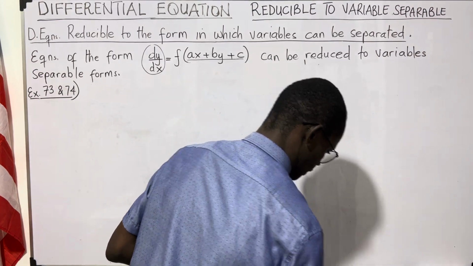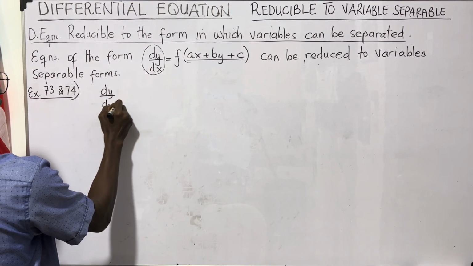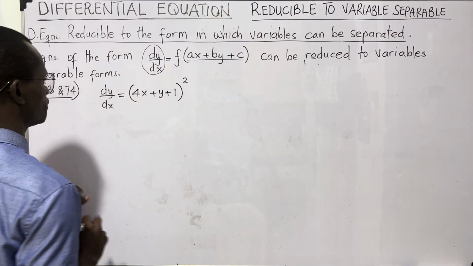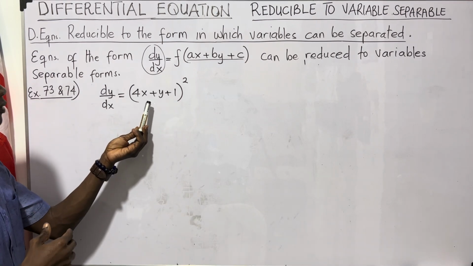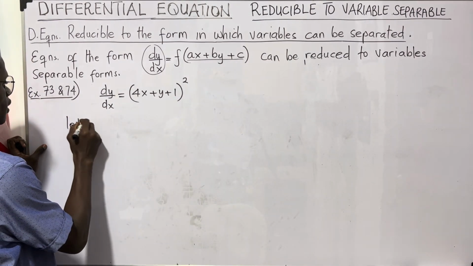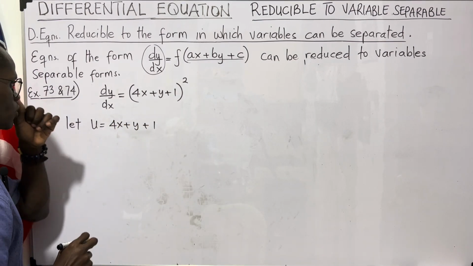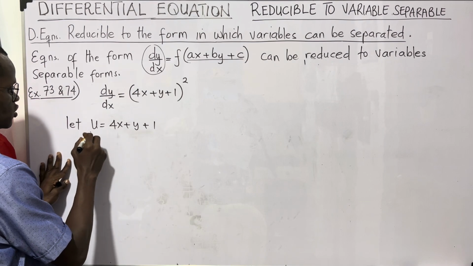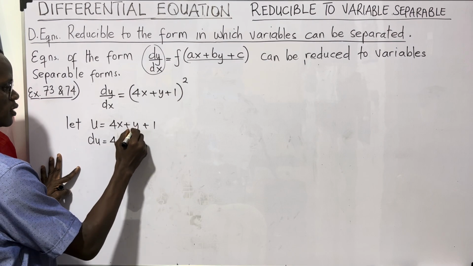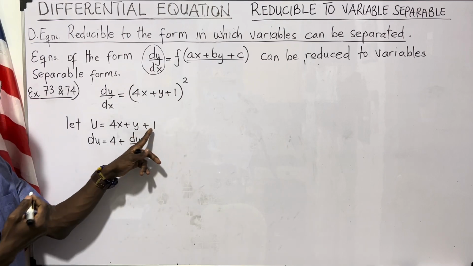So we have dy by dx is equals to 4x plus y plus 1 raised to the second power. Now, why do we also have this problem? So this function is also of this form. So we can say let some variable u equals to 4x plus y plus 1. What do we do next? We find the derivative. So we differentiate both sides. We have du by dx is equals to 4 plus dy by dx. This is 0. The derivative of a constant goes to 0.